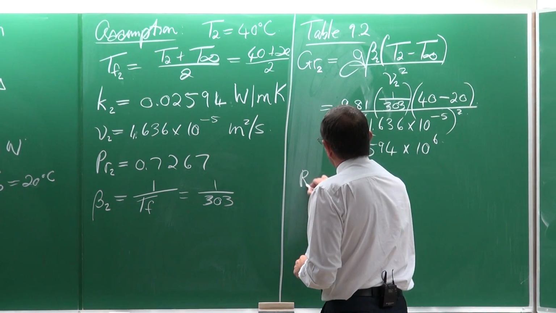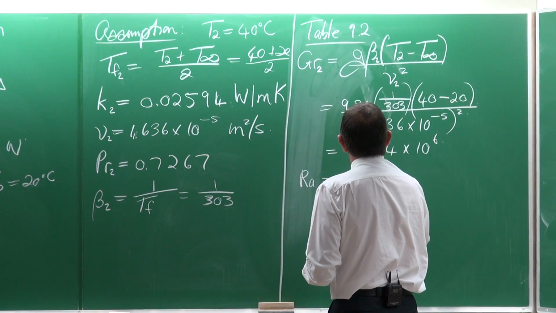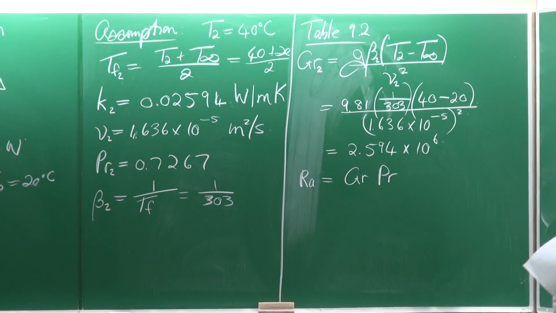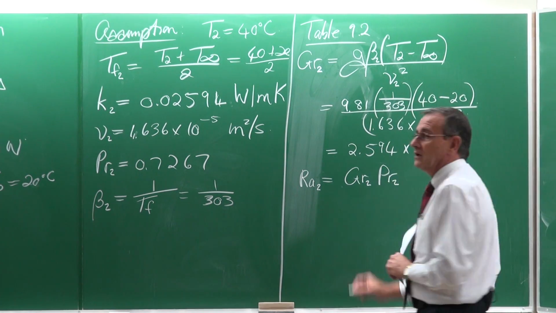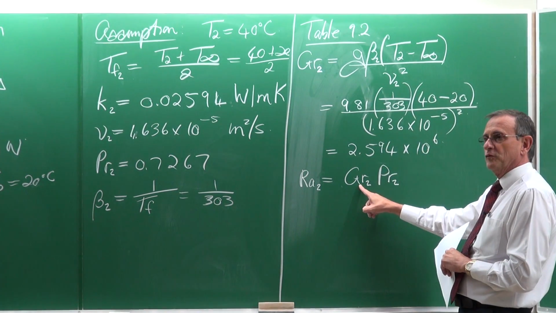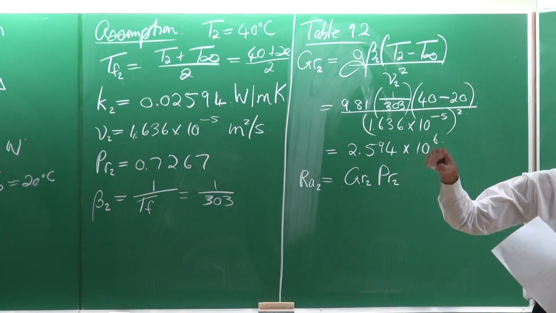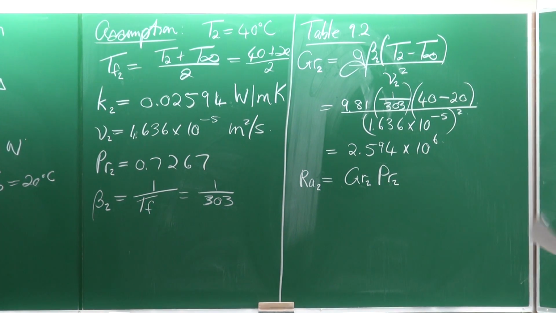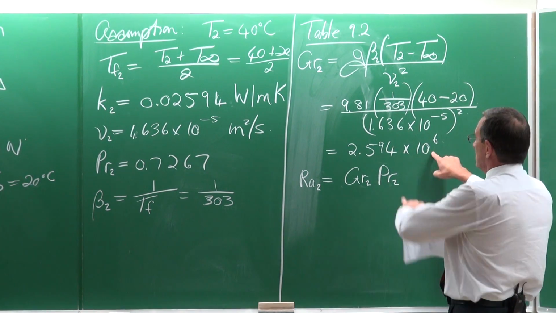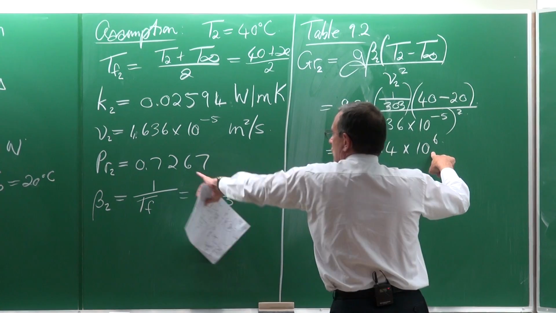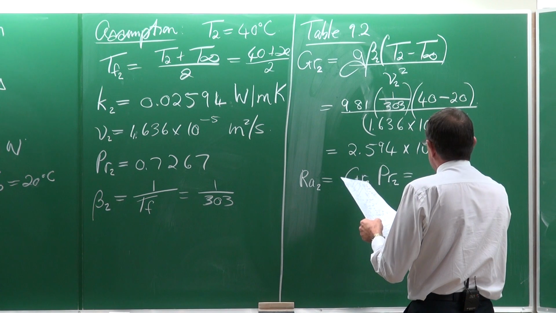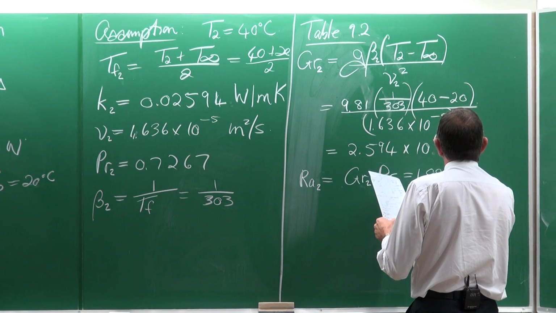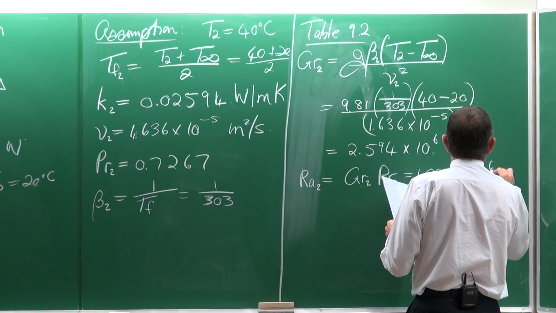The Rayleigh number is equal to the Grashof number multiplied by the Prandtl number, but it is the Rayleigh number at 2. So, for that reason, we need the Grashof 2 and we need the Prandtl at that location. If you go and multiply this now with the Prandtl number, there it is, 0.7267, then the Rayleigh number is equal to 1.885 multiplied by 10 to the 6.